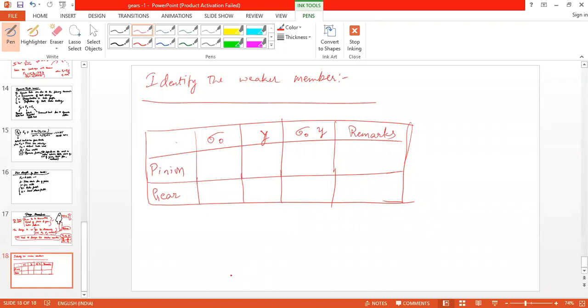Here, sigma O is the allowable static stress for the given material. So first we will pick some material for the application. If I fix the material, then I can get the material property. And since I know the center distance, I can fix some diameter and some number of teeth for that particular gear. I can get the values here and here.